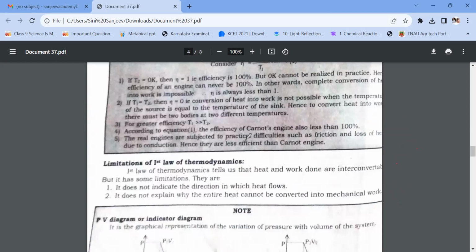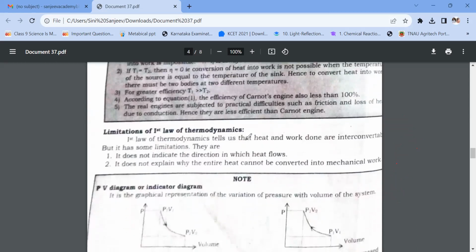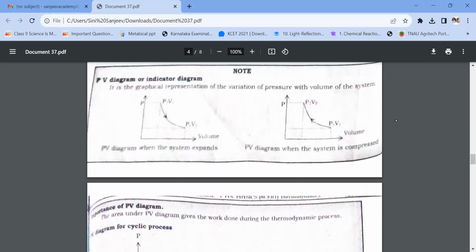So, limitation. Limitation is the same thing whatever we did in chemistry. Correct? It doesn't indicate which direction the heat will flow. That is not being covered. Then one more thing: why can the entire heat not be converted into work? There will be some wastage of heat. Why is efficiency not 100%? There is also a drawback or limitation of the first law of thermodynamics. And coming to the PV diagram, this pressure versus volume diagram, you also have to see this carefully, because for the entrance they can ask this graph, 4 graphs they'll give you and they'll tell you to identify the correct one.